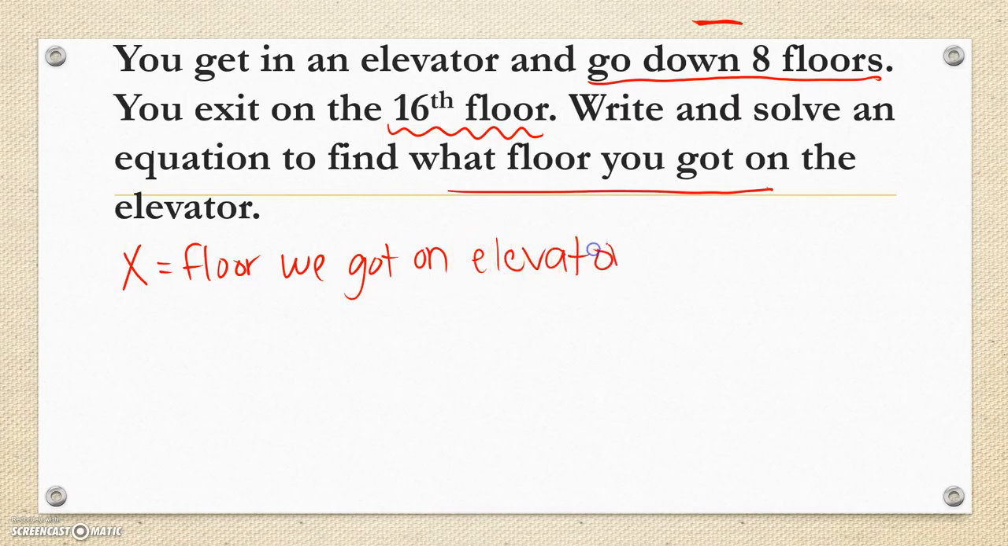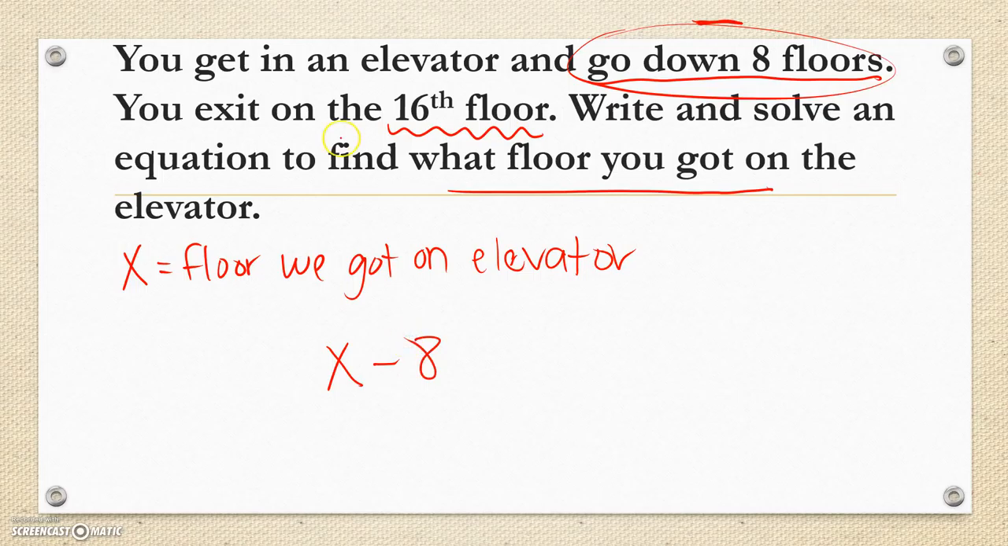And go ahead and write this down with me in your notebook. Make sure you have everything that I have written down as well. So the X is going to stand for what floor we actually got on the elevator. So we don't know that floor, but we do know that whatever floor we did get on the elevator, we went down 8 floors. So we're going to subtract 8 from whatever floor we got on.